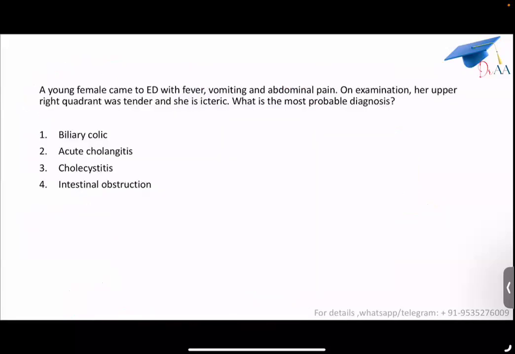We have a young female who came to the ED with fever, vomiting, and abdominal pain. On examination, the right upper quadrant is tender and there is icterus. What is the most probable diagnosis here? Acute cholangitis. Option 2, ascending cholangitis. From here, you need to remember that ascending cholangitis is very important.